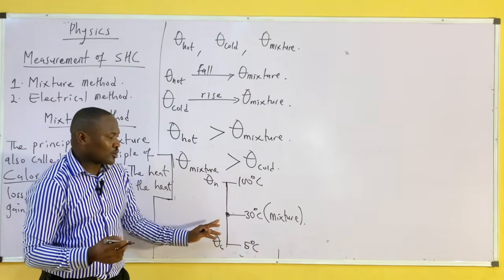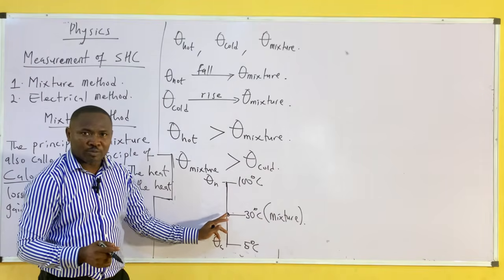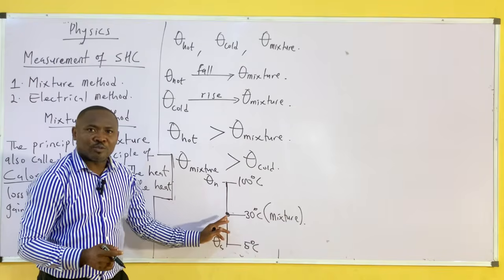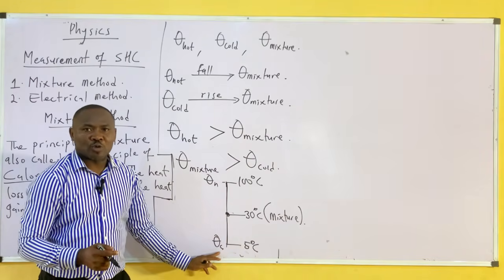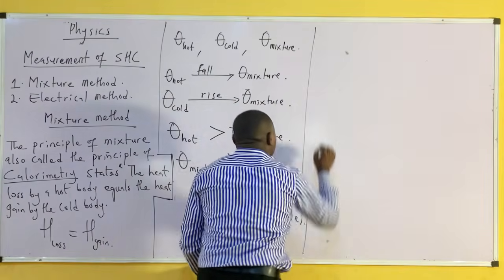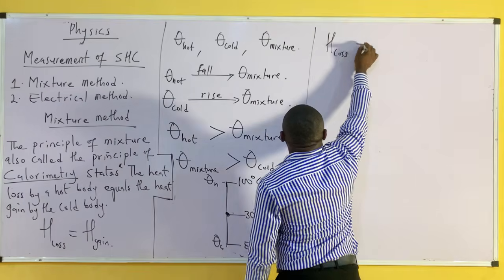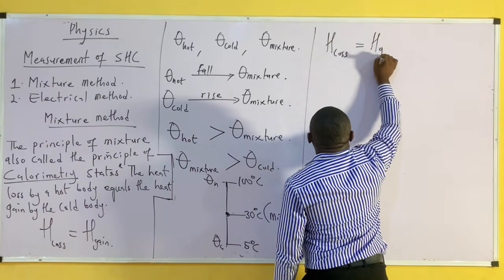So what am I trying to say? The temperature of the hot is greater than the temperature of the mixture, while the temperature of the mixture is greater than the cold temperature. So what do we now have? We now have this as heat loss. That's what the law says: heat loss equals heat gain.